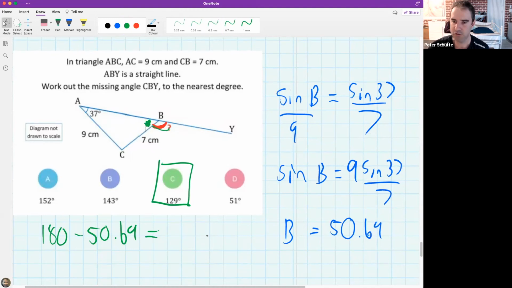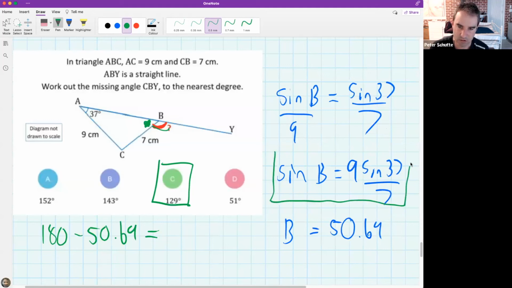Okay, so let me go through that one a little bit again. So stage 1 was just to find the green angle over here. And that's what I started by going sine of b over 9 is sine of 37 over 7. Then I had to get the 9 across to the other side, which you can see it suddenly appeared. And then I didn't write that intermediate step, but I should have got 50.69, and check that you would get that. So if you're unsure, check for yourself.